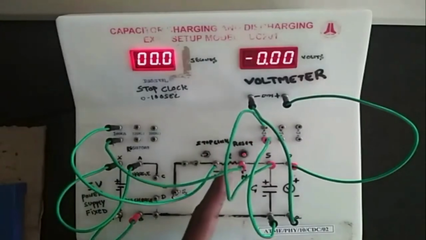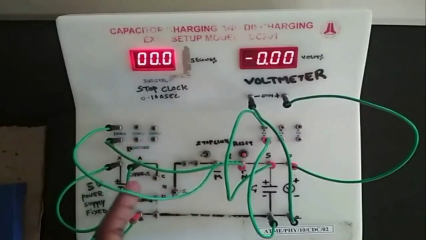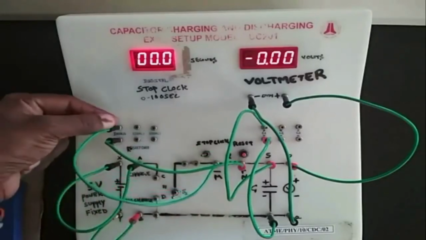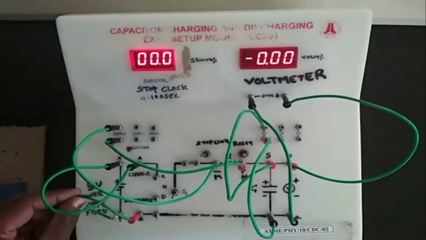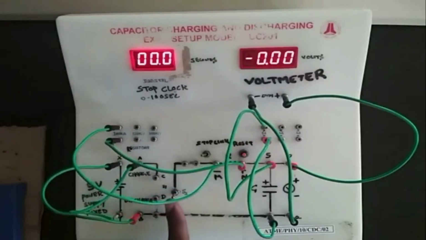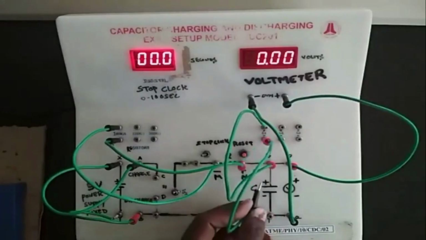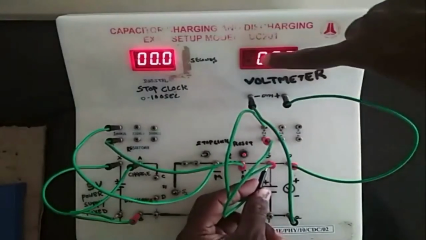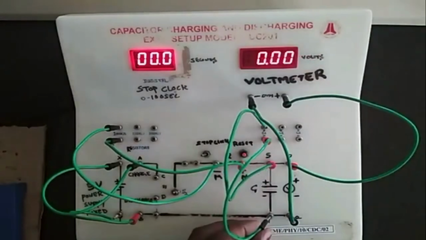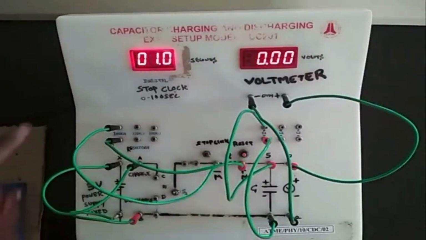Make sure the charging and discharging knob is turned to charging mode. Make sure the potential difference across the capacitor is 0. Now the experiment begins.